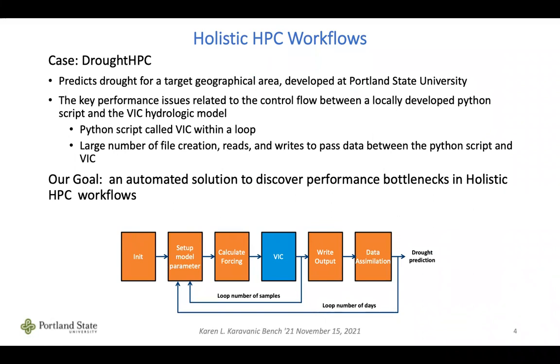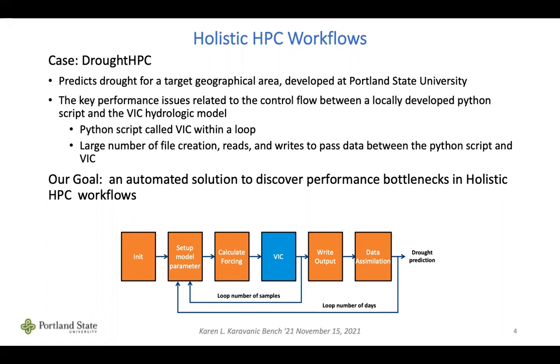Another motivation for our work came from the Drought HPC project. Drought HPC is a code to predict drought for a target geographical area that was developed at Portland State University by hydrologists in the civil engineering department. We worked with them to improve the performance of Drought HPC. And what we found is the key issues related actually to the flow between the different components of the workflow.